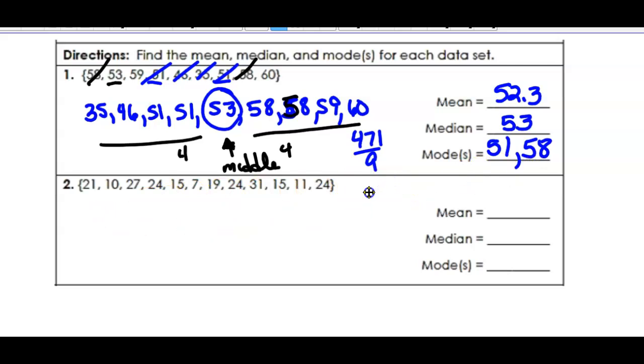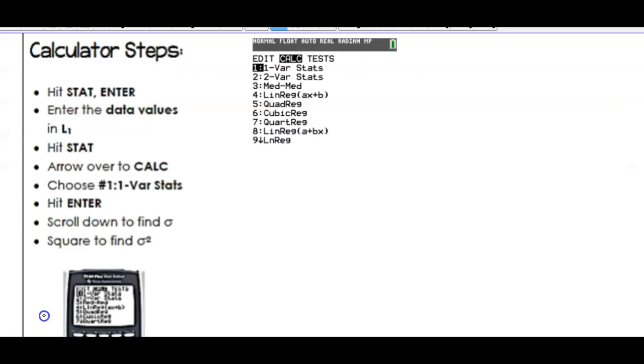If we have a longer list of data, we can also type them in our calculator. Now I will tell you that the calculator does not find the mode, but it will help you by putting them in order if you want. Now, I'm going to skip down in the notes to the section that talks about how to put them in the calculator. It says the calculator steps are stat enter to enter things into a list, which we did the first week of school when we did linear regression. So I hope that looks familiar.